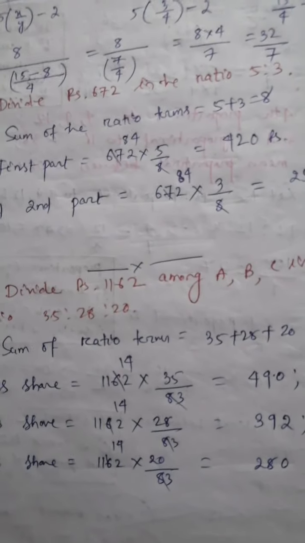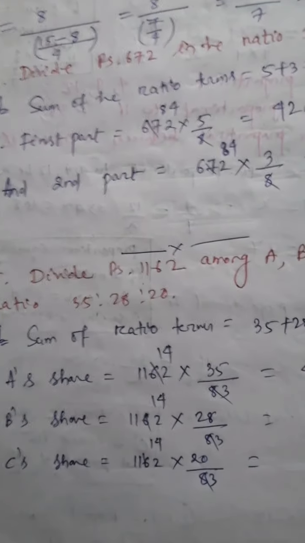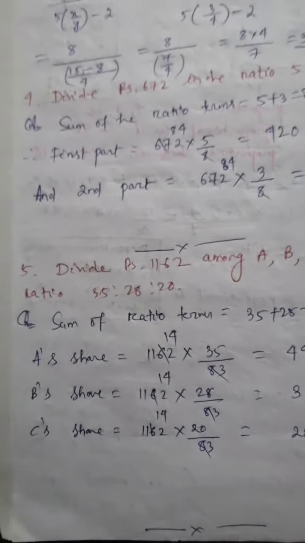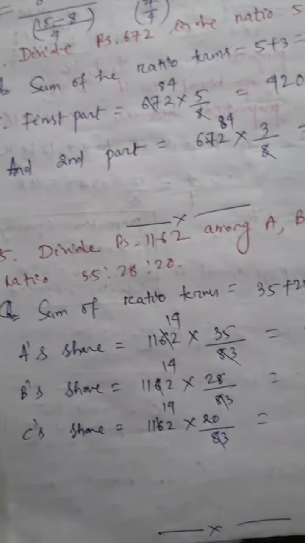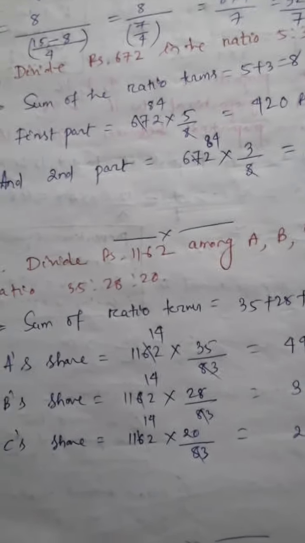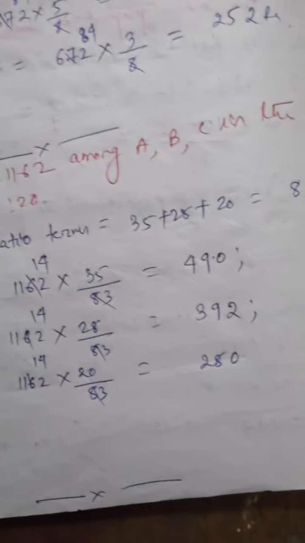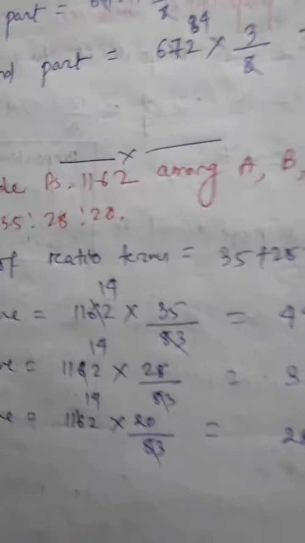Next is question number 5. Divide 1162 rupees among A, B, C in the ratio 35:28:20. The sum of the ratio terms here is 35 plus 28 plus 20, which is 83. For A's share, the same way we did for question number 4, 1162 into 35 by 83 equals 490. Similarly, for B's share and C's share, we get 392 and 280 rupees respectively. Right, so question number 5 is also completed.